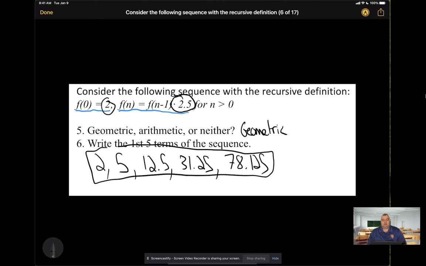So what are the first 5 terms of this sequence? It is this right here. How did I get it? I knew from my recursive definition that I had to start at 2, and then to get each new term, I took the previous term and multiplied it by 2.5. I literally used the recursive form to find the other 4 terms, the second, third, fourth, and fifth terms of the sequence. That is it for this lesson.